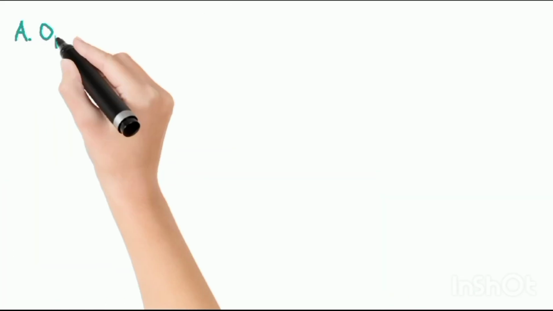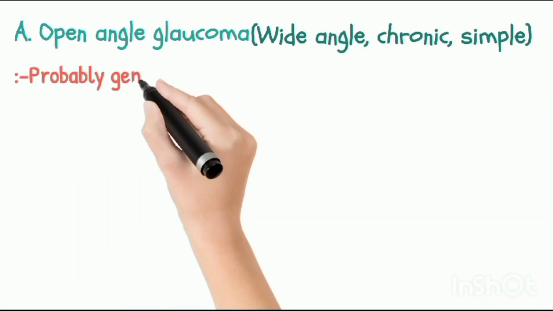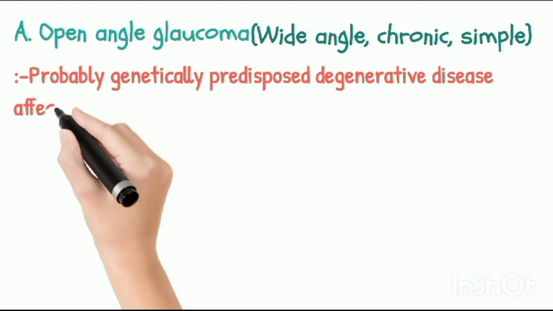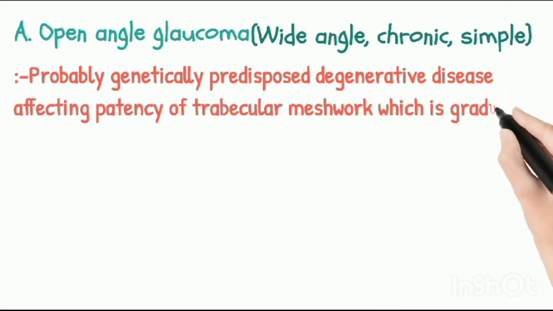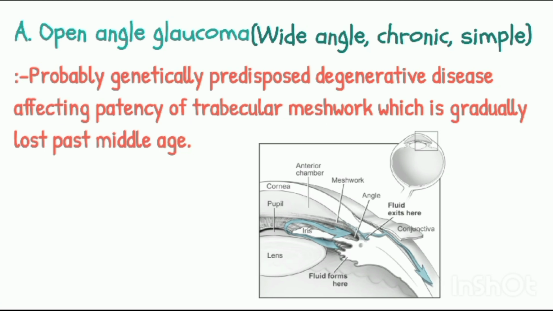Now we read about open angle glaucoma, which is also called wide angle, chronic and simple glaucoma. Probably a genetically predisposed degenerative disease affecting patency of trabecular meshwork, which is gradually lost past middle age. And what is this trabecular meshwork? It is a spongy tissue located near the cornea through which aqueous humor flows out of the eye.